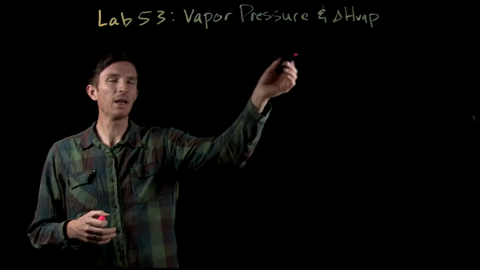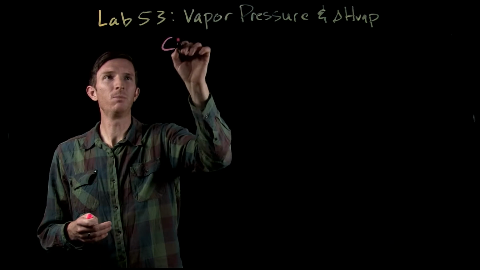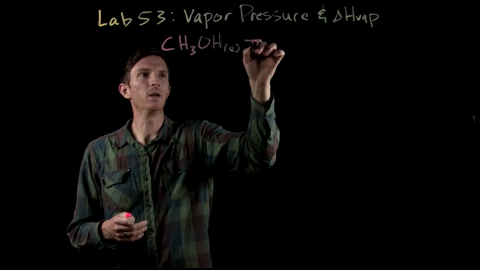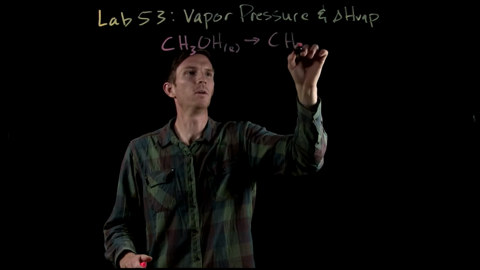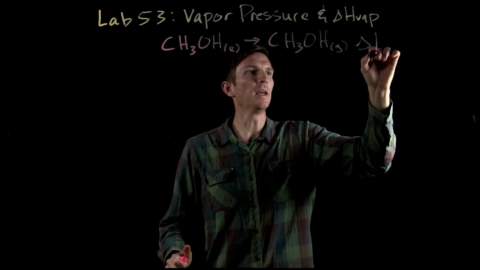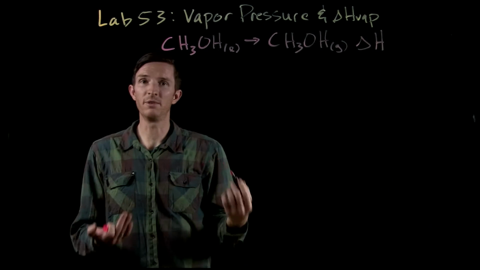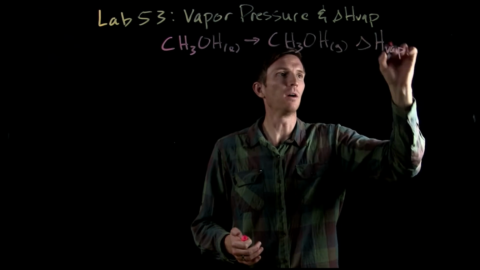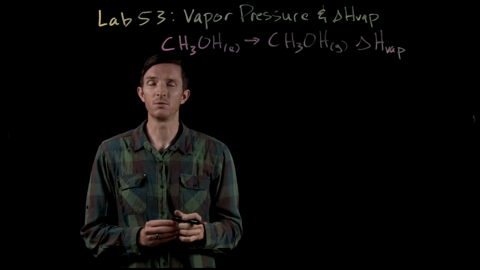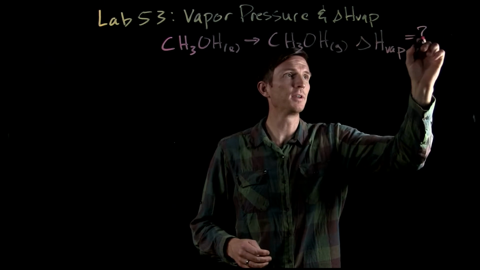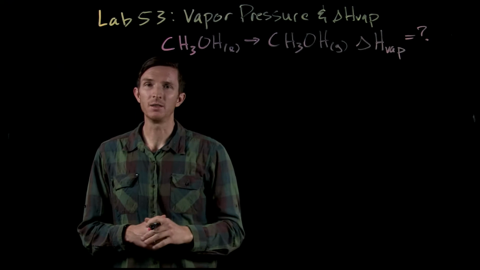Okay, so if we're going to look at the enthalpy of vaporization, that would be where we have methanol liquid go to methanol as a gas. The enthalpy for this process, this is a vaporization process, right? You go from a liquid to a gas, would be our enthalpy of vaporization. So we're forming a vapor, okay? Our goal is to figure out what that value is, okay?